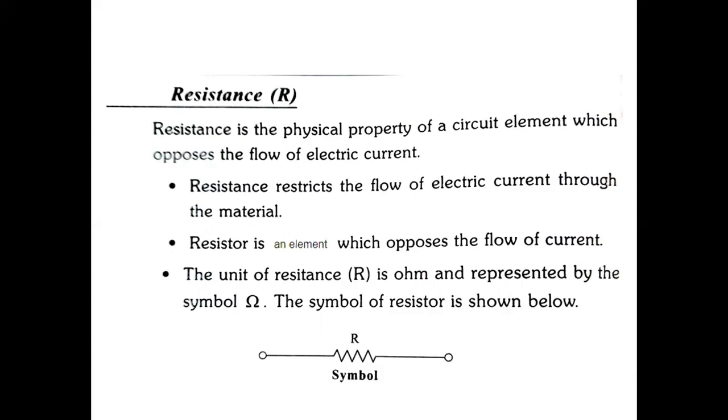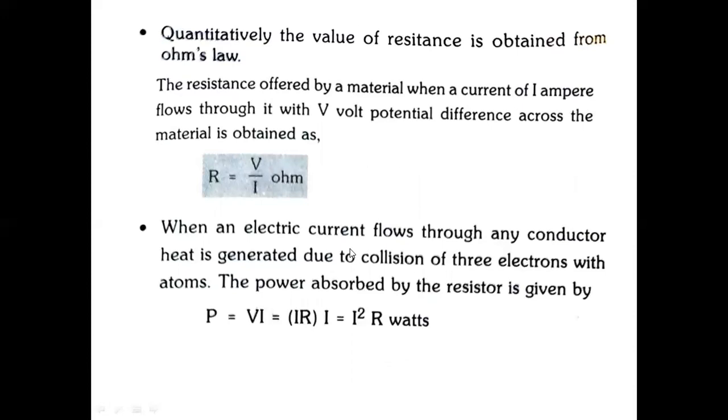The unit of resistance is ohms and is represented by this symbol, which is the symbol of ohm. The symbol of the resistor is shown below. So this is the symbol of the resistor. Quantitatively, the value of the resistance is obtained by Ohm's law. The resistance is given by the ratio of the voltage to the current.